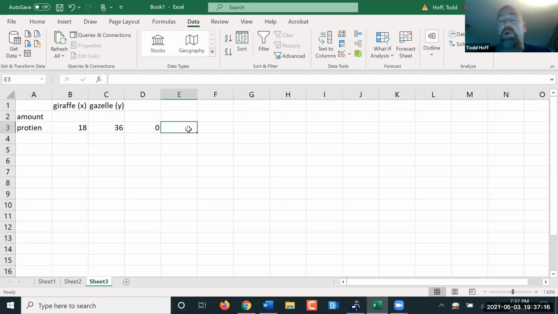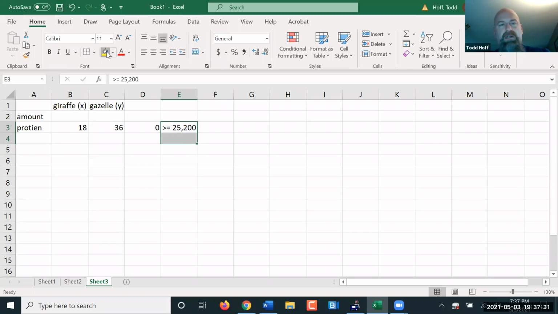Now, this part is not part of the Excel calculation. This is just a note for myself. I'm going to make a note that I want that to be at least 25,200 grams. That's just so that I can look back later. These two things I'm going to put in here are going to be strictly for me to look back later, so I don't have to search back to the original problem. I have that information referenced, so I can just type it in.